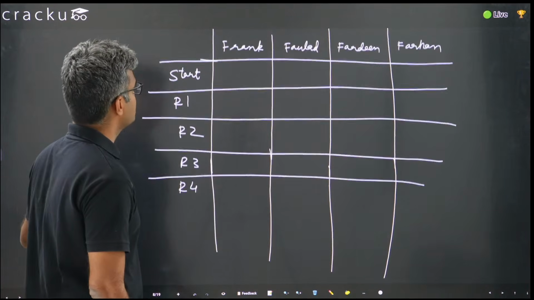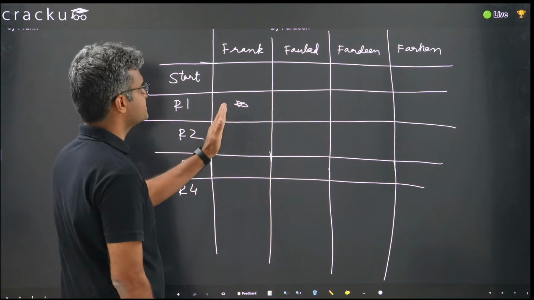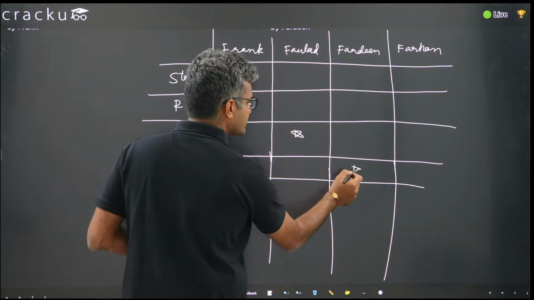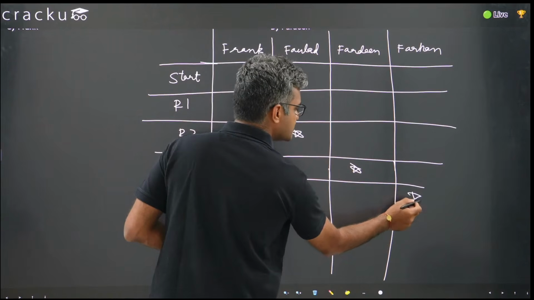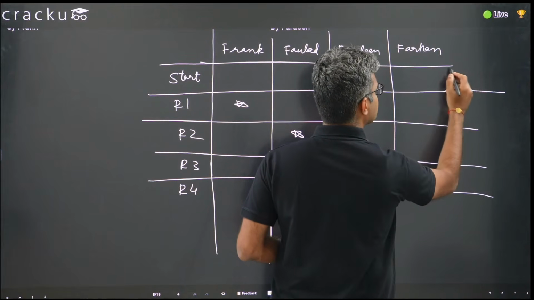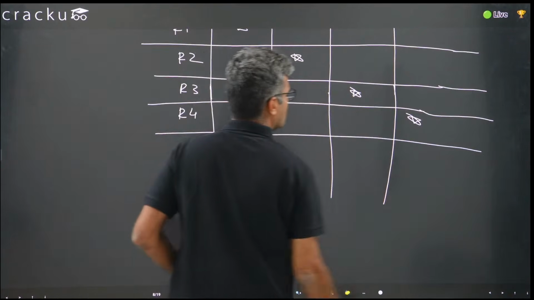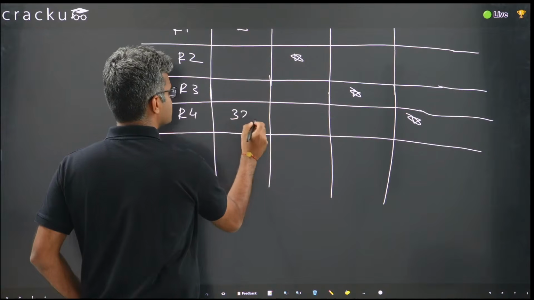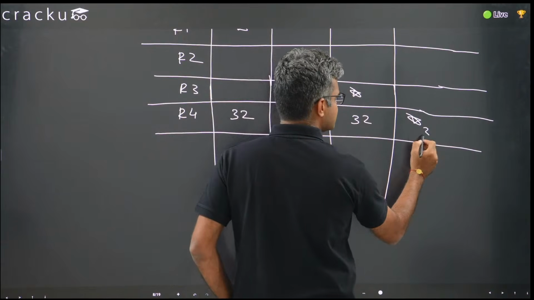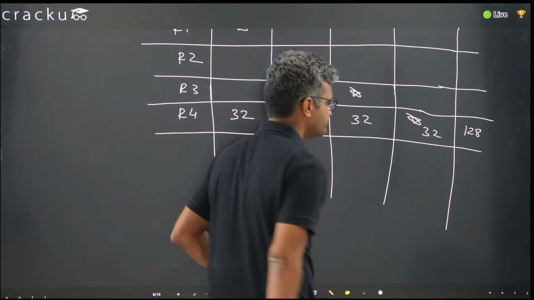Who loses the first round? Frank loses the first round. Second round is lost by Foulad. Third by Ferdin. And the last round is lost by Farhan, because they lose in the reverse of their alphabetical order. What we are also told is that at the end of round 4, all of them will have 32 rupees. So this guy has 32, this guy has 32, and this guy has 32. So the total money with all of them is 128, which is 32 into 4.